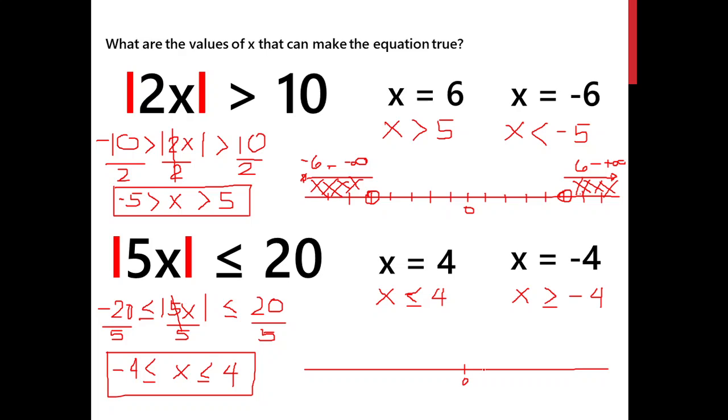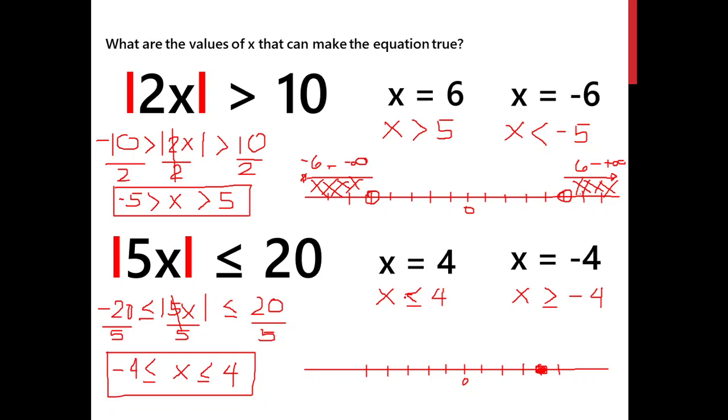So I have my 0, my 1, 2, 3, 4, positive 5, negative 1, 2, 3, 4, negative 5. Now take note of the symbol being used. It's a greater than or equal to, or less than or equal to. So we use the closed circle in plotting it in the number line. First, let's locate positive 4. That's 1, 2, 3, 4. Again, we use the closed circle. It means that 4 is part of the solution.